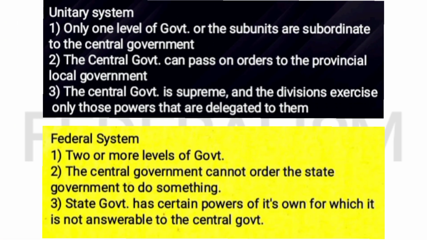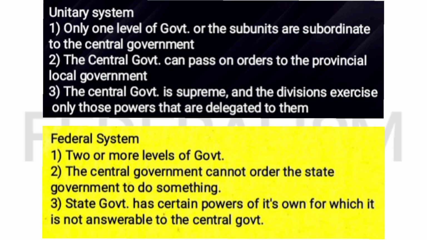Difference between unitary system and federal system. In the unitary system, only one level of government or the subunits are subordinate to the central government. In the federal system, two or more levels of government are there. In the unitary system, the central government can pass on orders to the provincial or local government, while in the federal system, the central government cannot order the state government to do something.